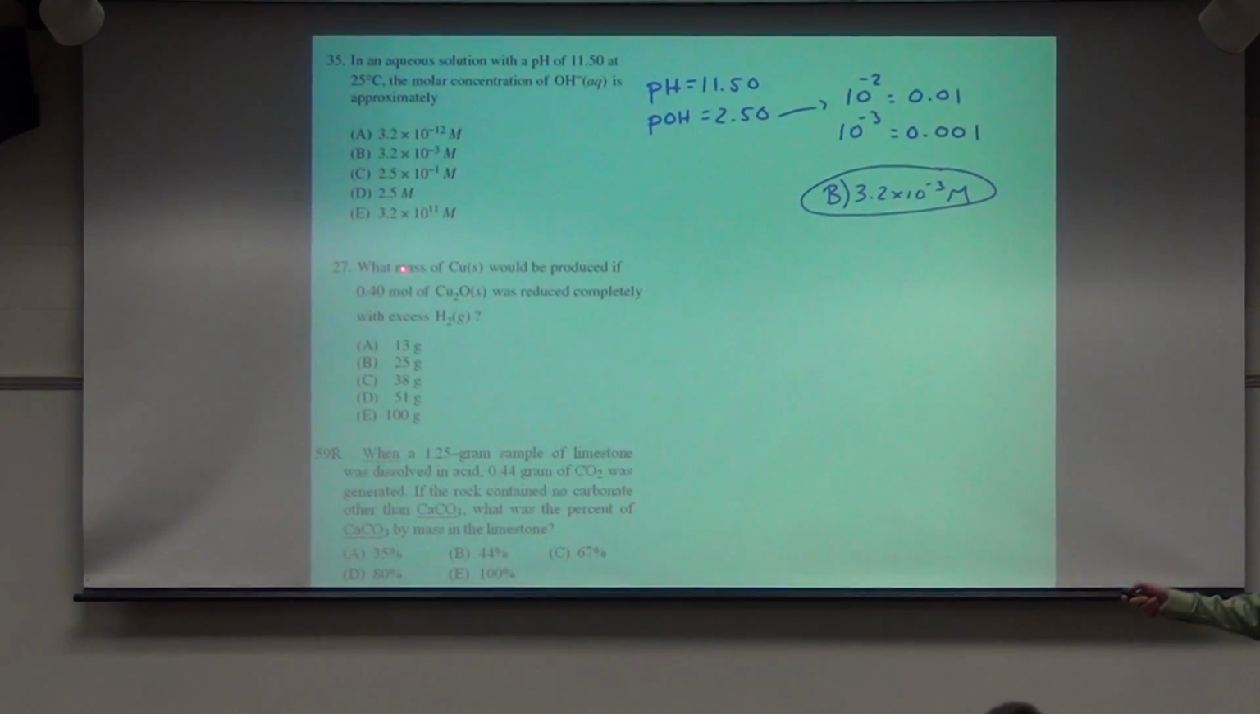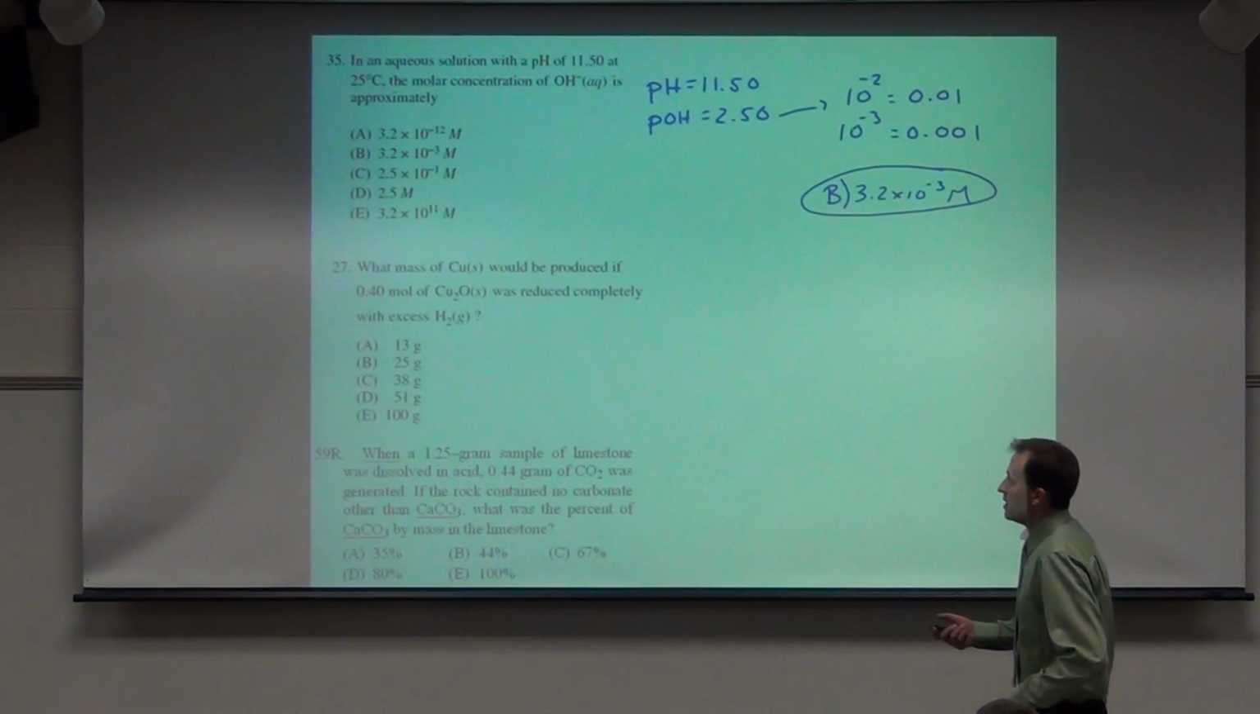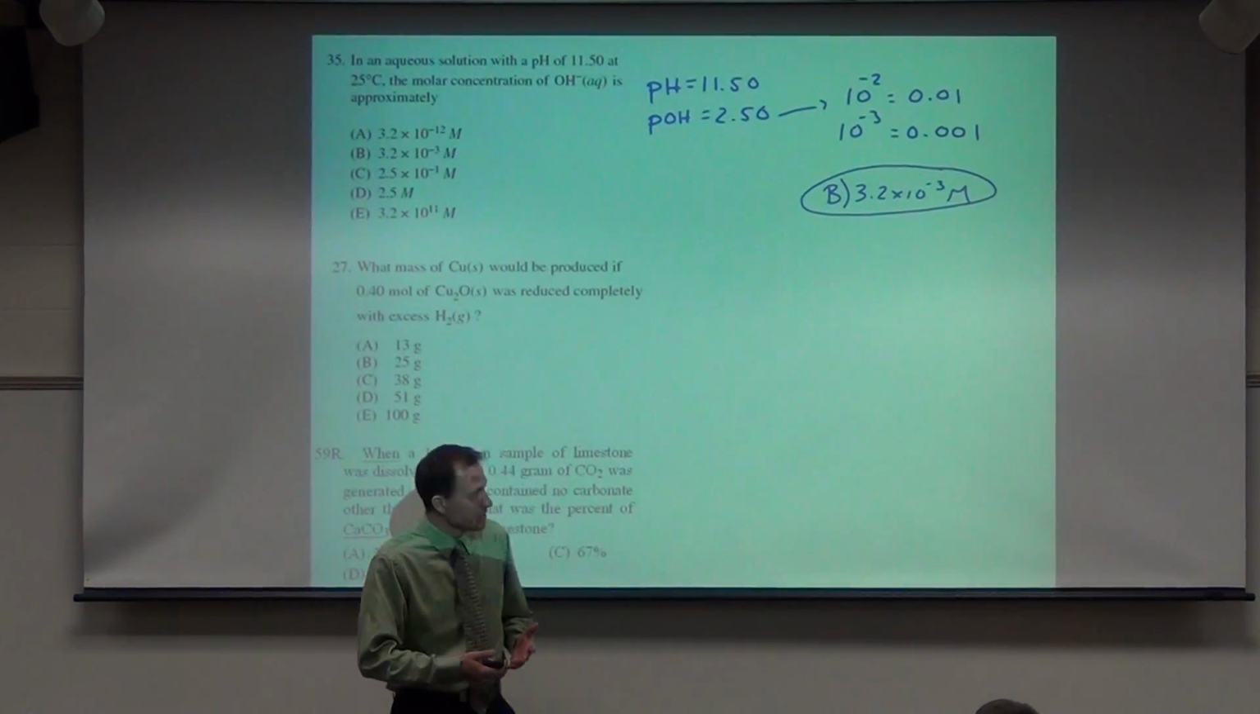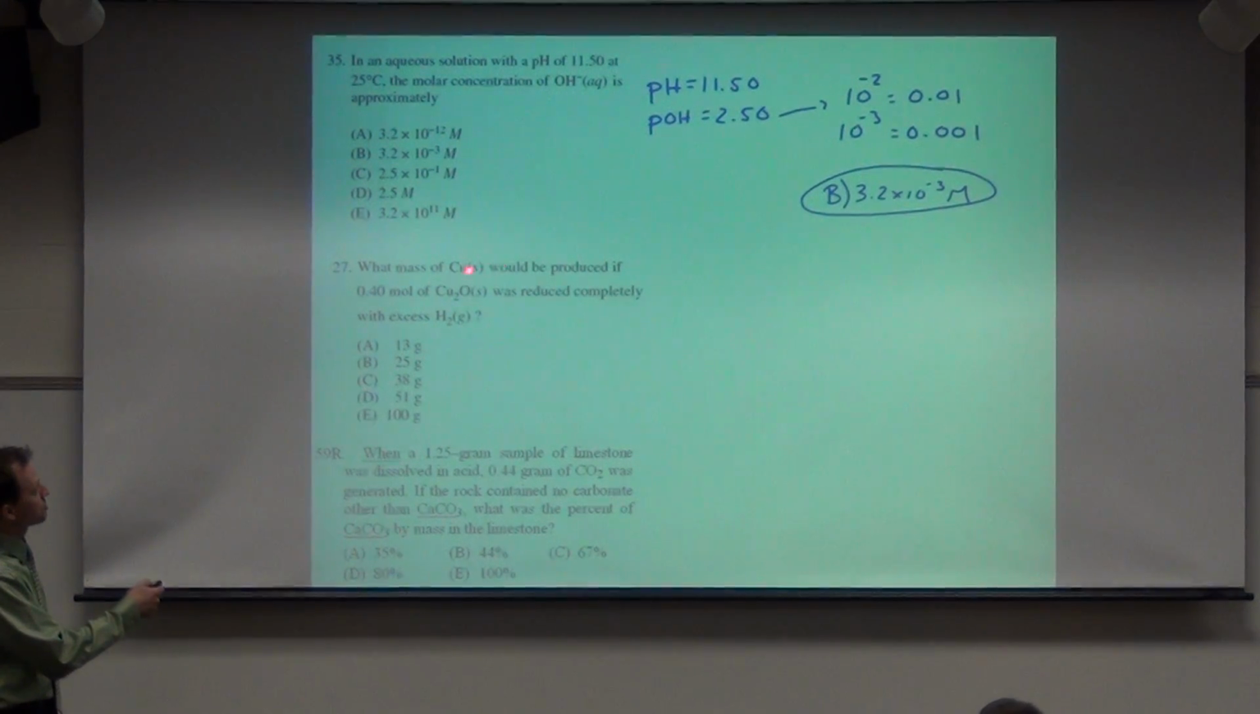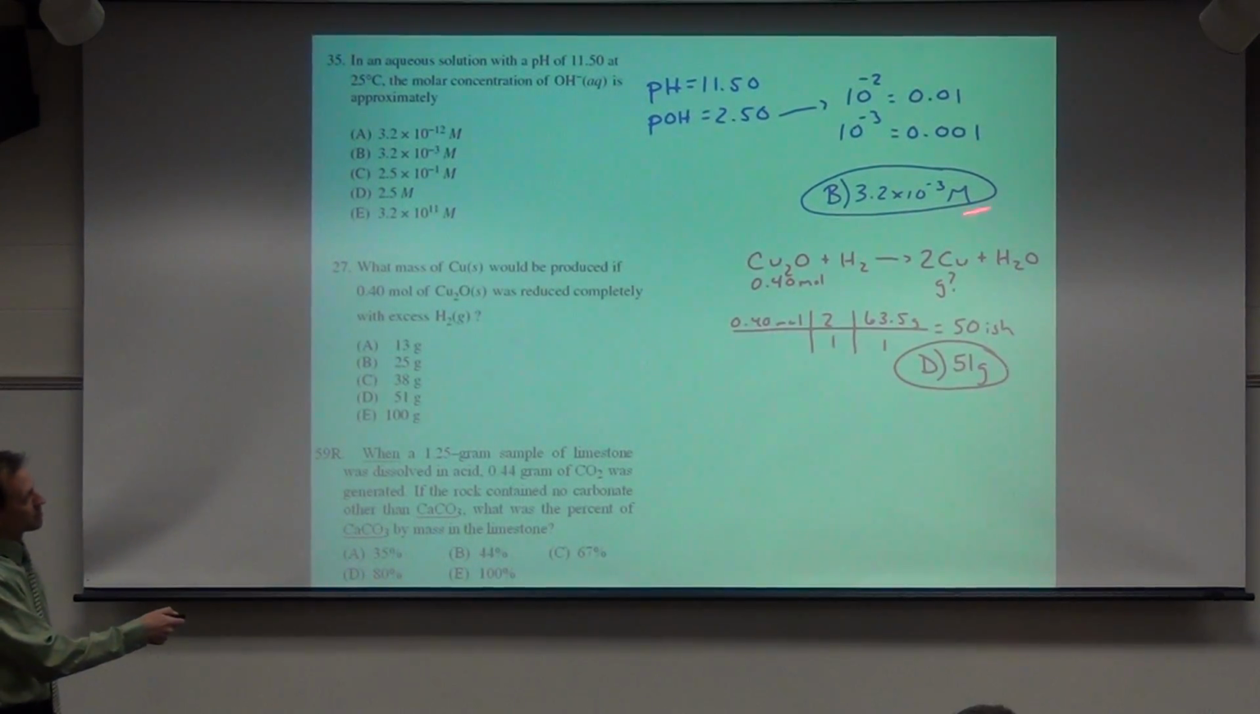This one: what mass of Cu would be produced if 0.4 moles of Cu2O was reduced completely with excess H2? All right, that can seem really overwhelming and confusing. The first thing is I need an equation. So it says that this would be produced if that reacts with that. So this might show up all together, and if it doesn't, sorry. Just kind of check this out.